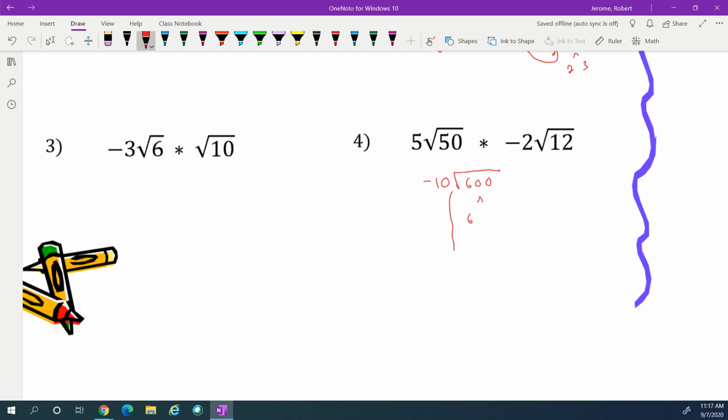That's a 6 times 100, which is a 2 and a 3. And the 100 is a 10 and a 10. So it looks like I have my pair. So 10 square root 6. I'm going to bring down the negative 10 for negative 100 square root 6. Okay, so hopefully you did pretty well on those.